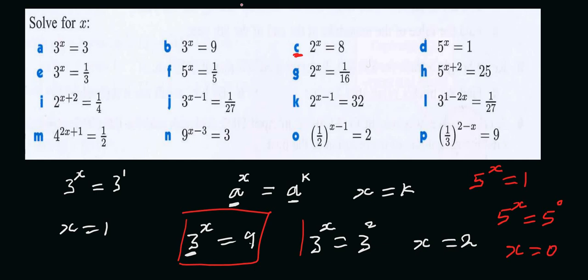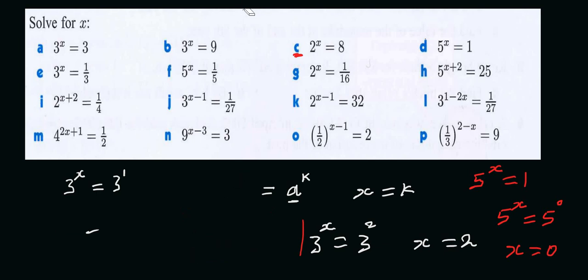Okay, so let's take the next one. We have 3 exponent x is equal to 1/3. Now this is a fraction, so we have to figure out how we can make it a whole number with a base raised to a different exponent.